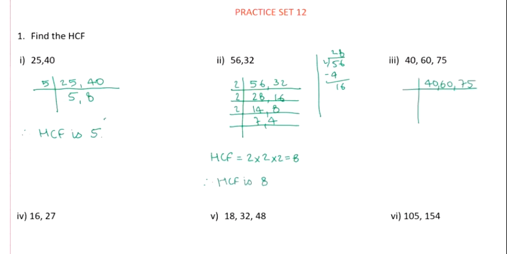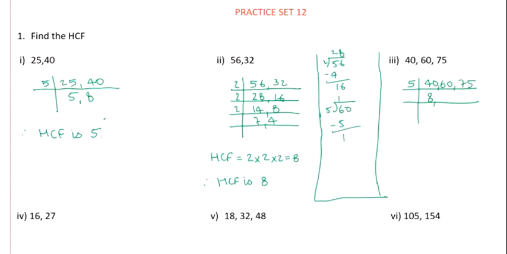In our next sum, we have three different numbers, 40, 60 and 75. All three are divisible by 5. So I write 5 8s are 40. In case you are very weak with tables, this is how you will divide 60 by 5. 5 ones are 5, 10 is the remainder, 5 2s are 10. And that is how we have 5 12s are 60.